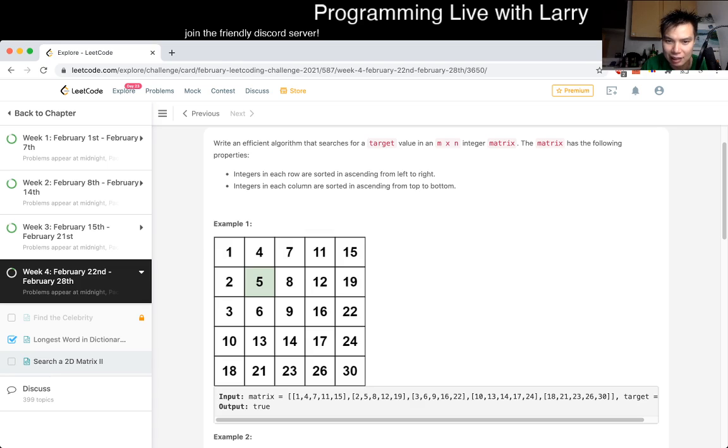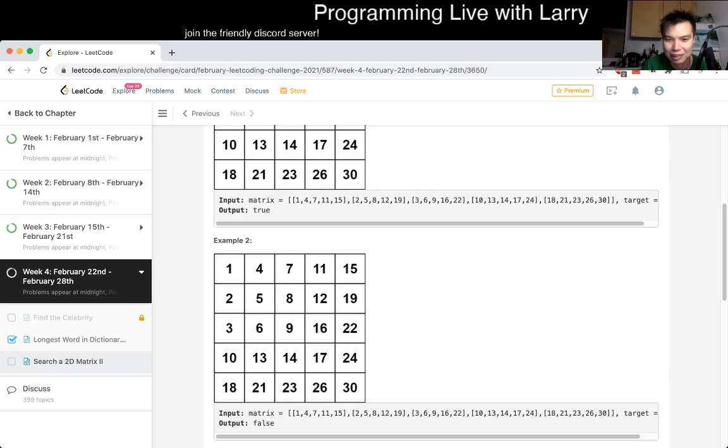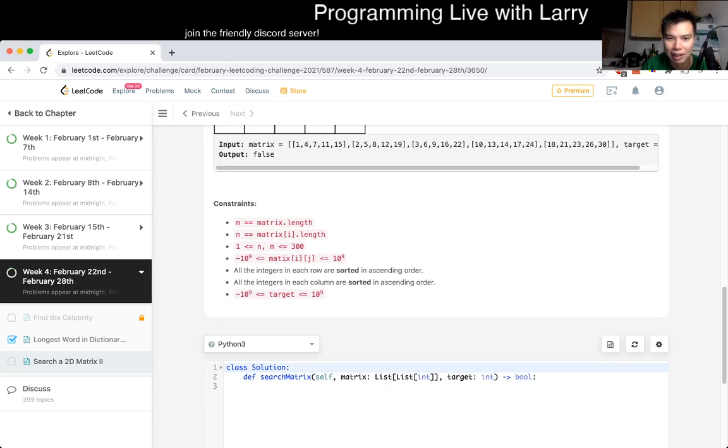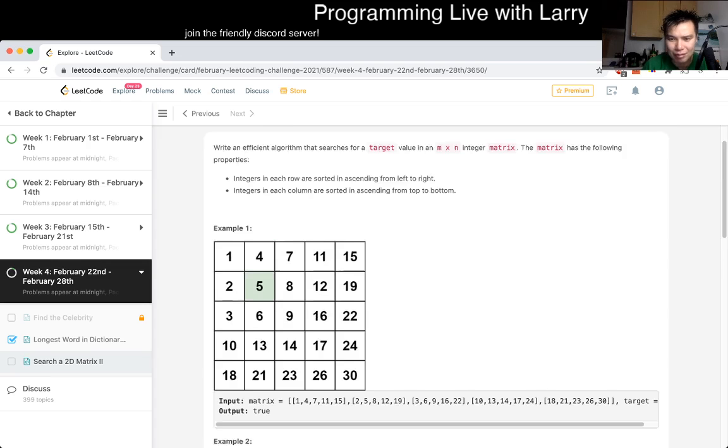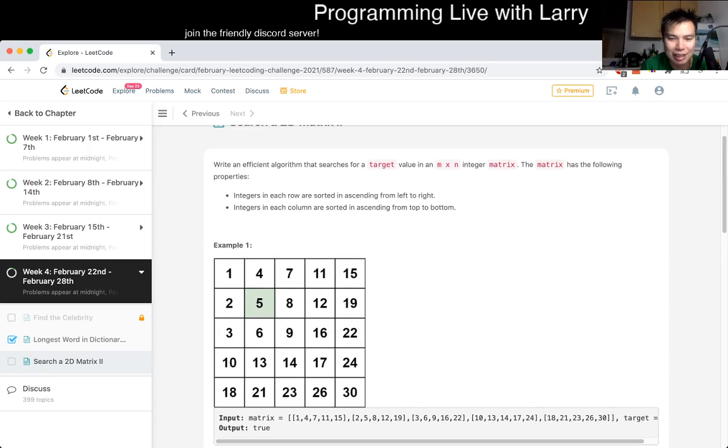Let's see. So this is sorted. Okay, so it's actually sorted in both directions. So that means that you can do some funky binary search. I think there are naive algorithms, and other slightly less naive ones, but still naive ones are like m log n or n log m, for binary search on each row.